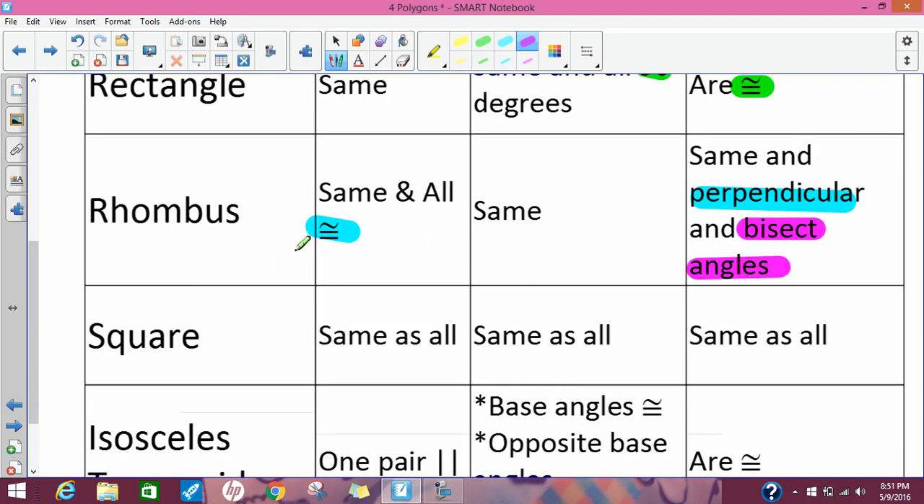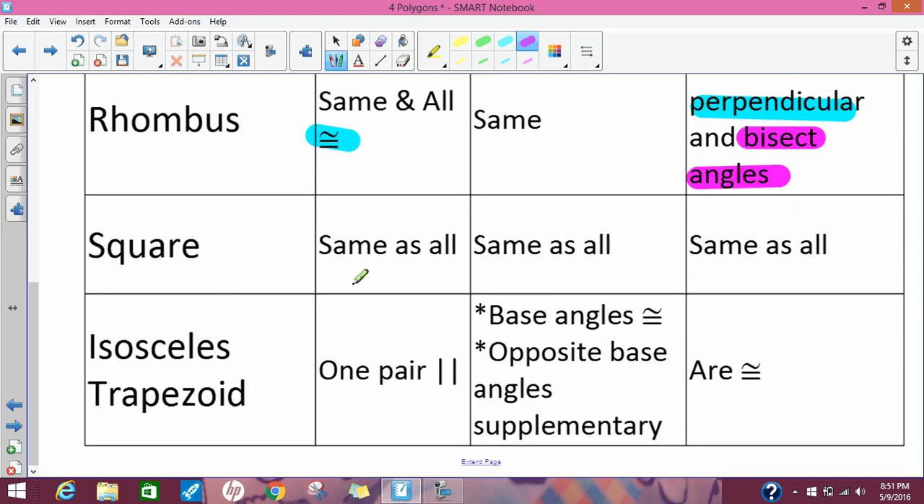In a square, the square has all the properties of a rhombus, a rectangle, and a parallelogram. I just put here specifically the isosceles trapezoid. It has one pair of parallel sides. They're called bases. The other sides are called legs, and they're congruent to each other. Hence the word isosceles, just like an isosceles triangle.